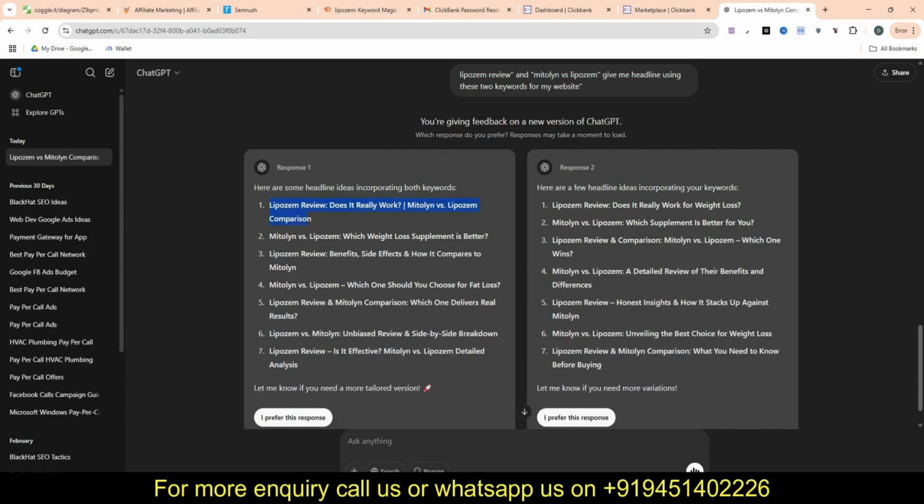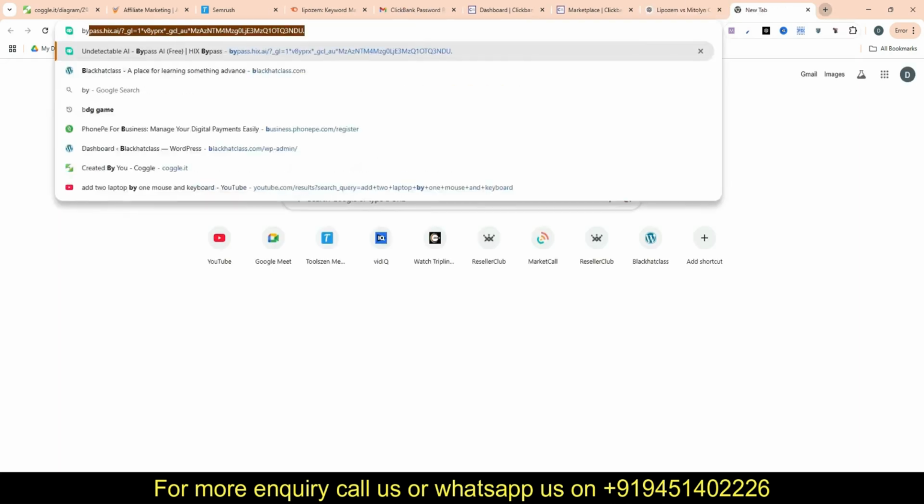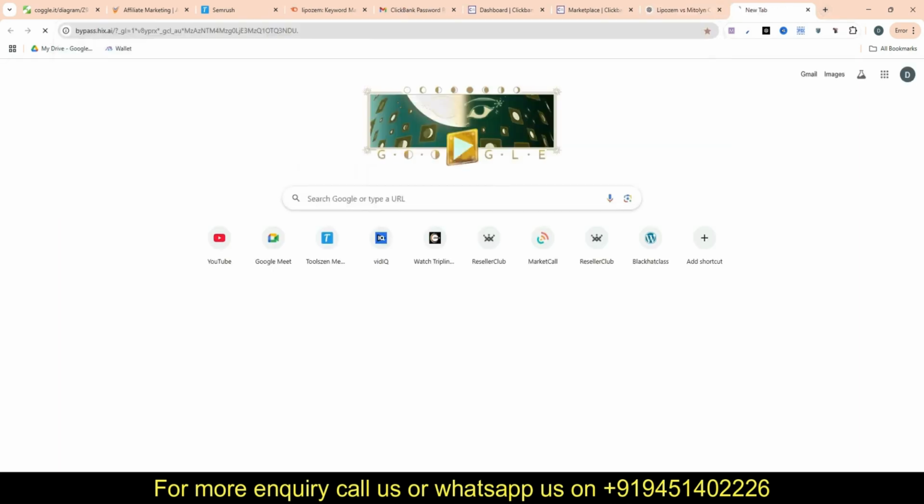Now here, you might be seeing that we have got different types of headlines. So you can use these headlines and create a proper article. So this is how I use my main headline. After this, by using these headlines, you can visit many websites like Bypass GPT.